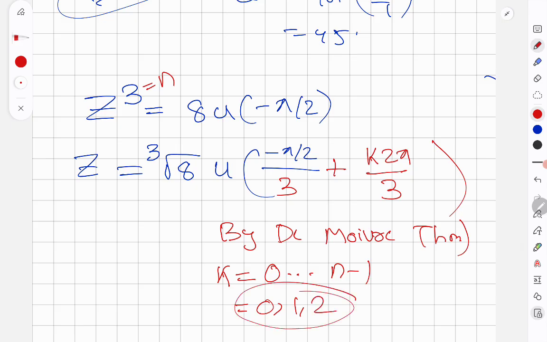If you want to find the solution where something has some power, like if you have z to the power 4, instead of 3 this will be 4, and it will be divided by 4, and this will be divided by 4. What's the formula of De Moivre's theorem? You can note it from here.